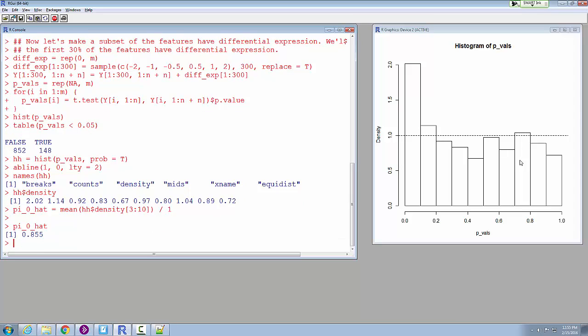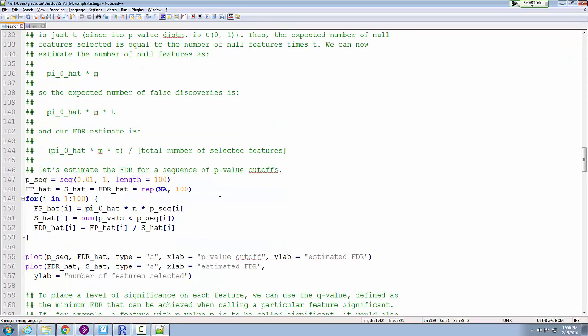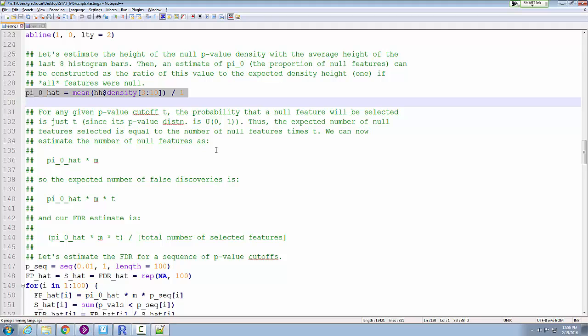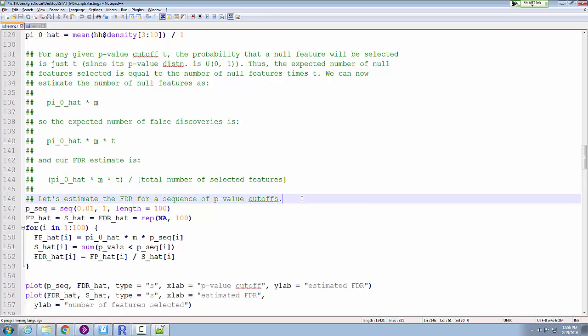0.855. Based on that estimate, I estimate that about 15% of my features are interesting. 85% of them are not. And then we can convert to an FDR. Let's convert to lots of FDRs. Let's consider a variety of FDRs as a function of p-value cutoffs.